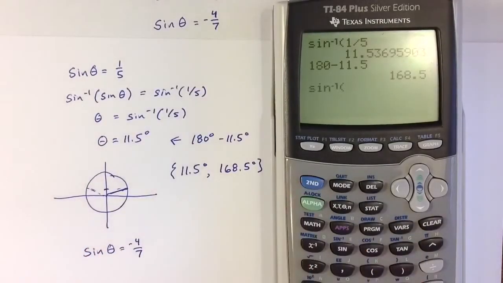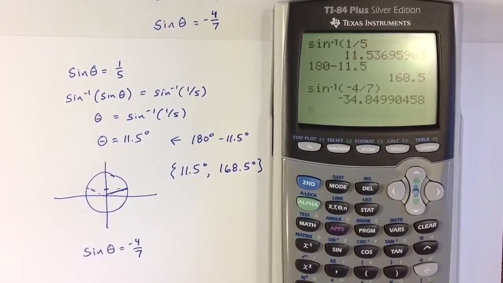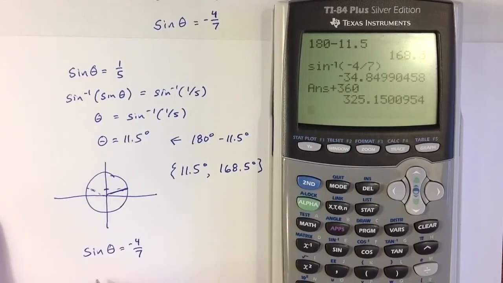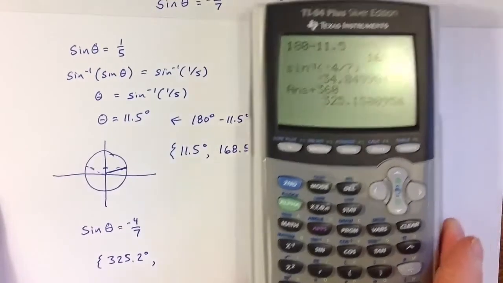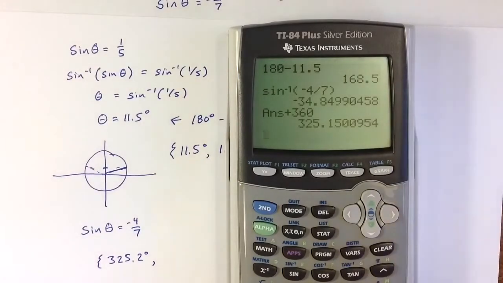If I take sine inverse of -4/7, the calculator gives me -34.84. This is almost the same, except if I'm looking for solutions between 0 and 360, I want to turn that into an angle between 0 and 360. So if I add 360 to that, it gives me one of the solutions, 325.2 degrees. The second solution comes from taking that value, subtracting it from 180.